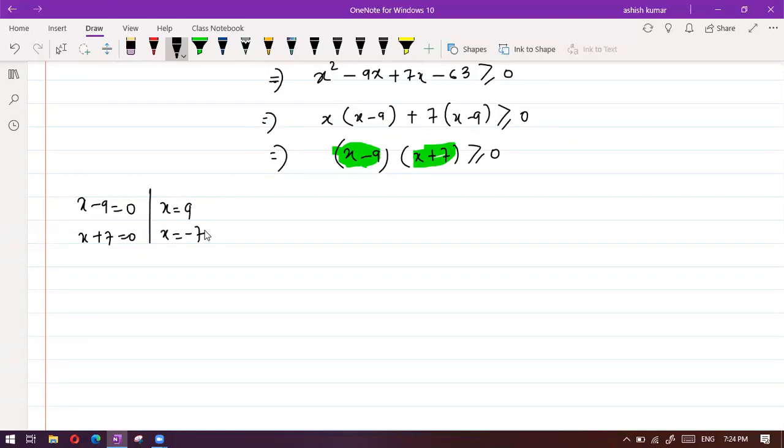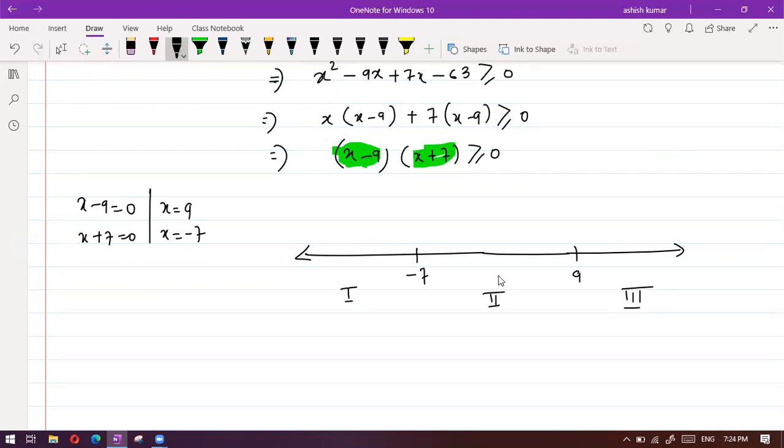Yes, sir. Okay, now take a number line. A number line is an imaginary line where all the real numbers are available. So minus 7 is the smaller value, so let's put minus 7. Then 9 will come, so let's put 9 somewhere after minus 7. Now this number line is getting divided into 3 parts: one part, second part, and third part.